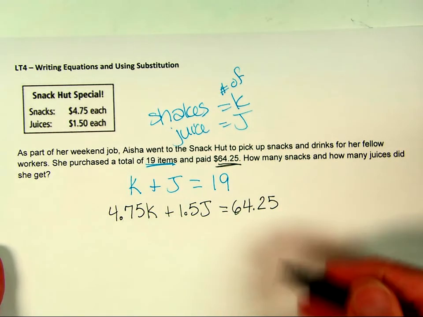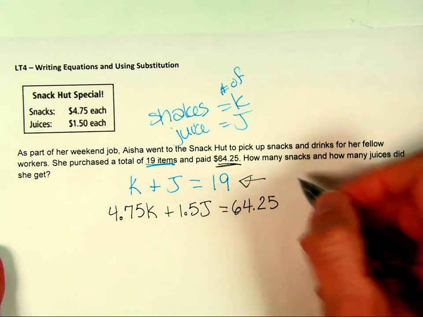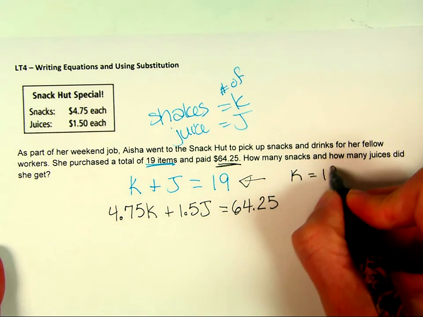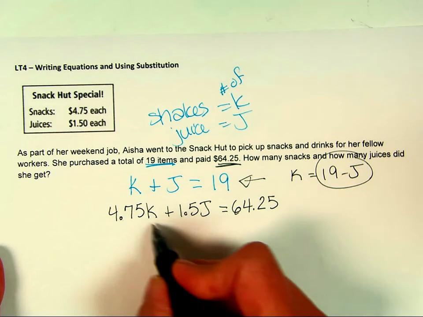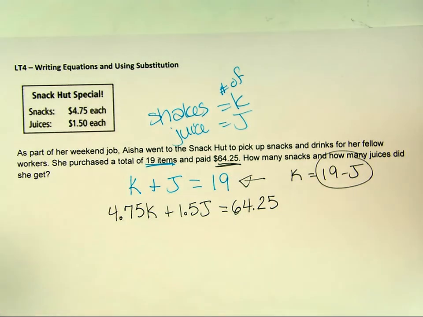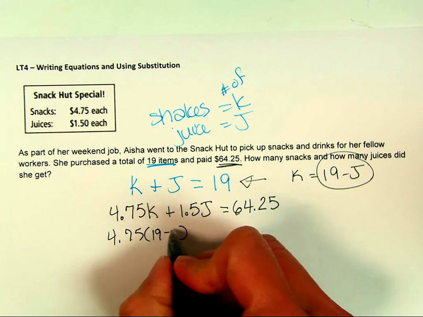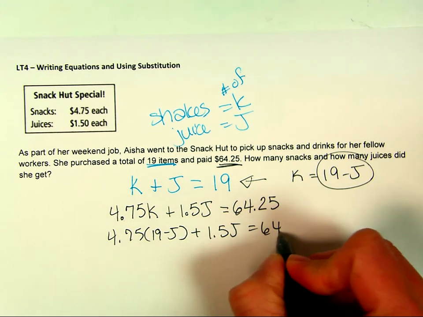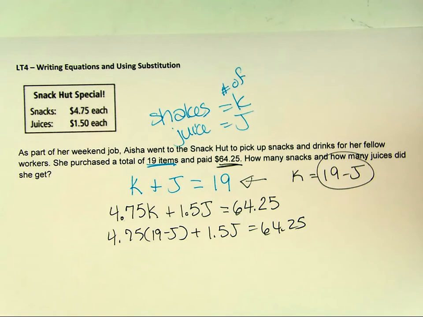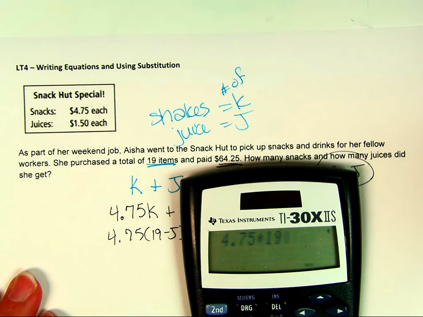So obviously this one is the easiest to get J or K alone. So I'm going to get K alone. I'm going to subtract a J from both sides, and I'm going to get this. And then I'm going to take this and substitute it in for K, because it says K equals. So I'm going to rewrite this: 4.75 times (19 minus J) plus 1.5J equals 64.25. And now you'll probably want your calculator, because I don't know what 19 times 4.75 is, but I'm going to find out. 4.75 times 19.